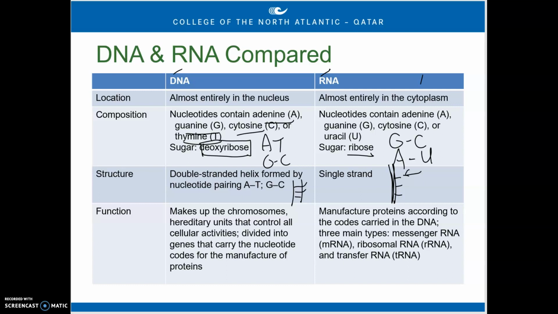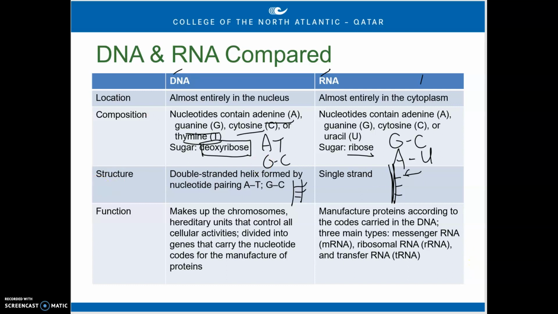The function now, for DNA, is the hereditary control center of all cell activities. DNA makes up the chromosomes. The genes carry the sequence of nucleotides, or the code in the nucleotides, that give every cell in the body its instructions on how to make proteins. That's the function of DNA. Now, RNA is there to take that code from the DNA and turn it into proteins by using 3 different types of RNA. First, we're going to have messenger RNA, and then we'll have transfer RNA, and then there's another type of RNA called ribosomal RNA.